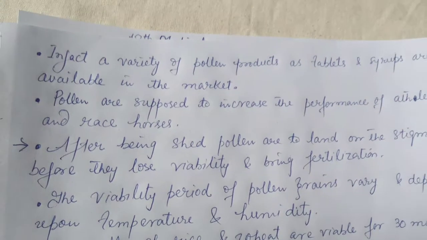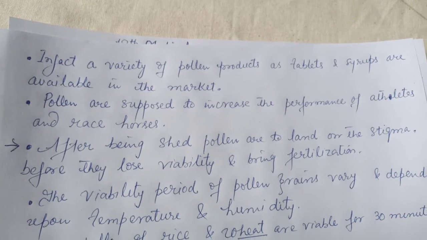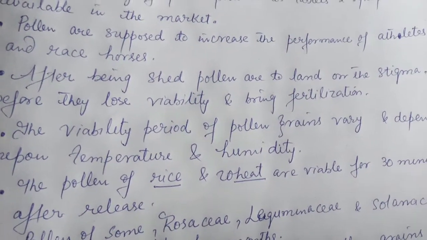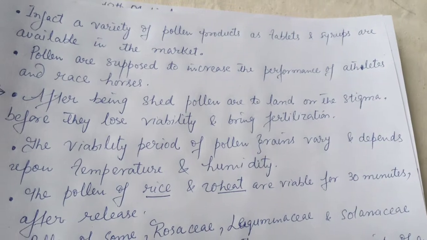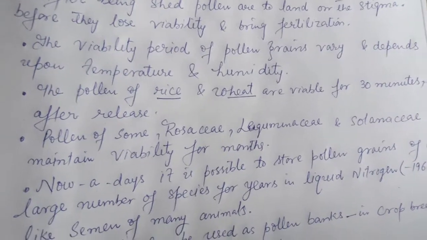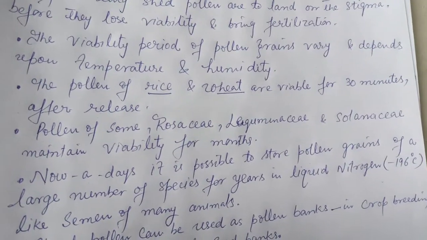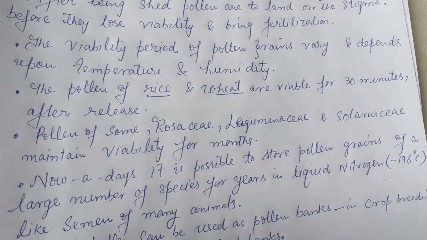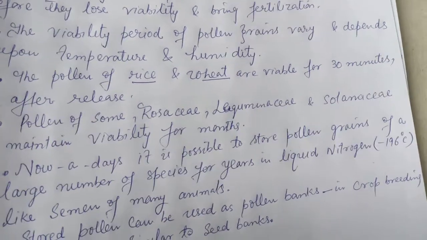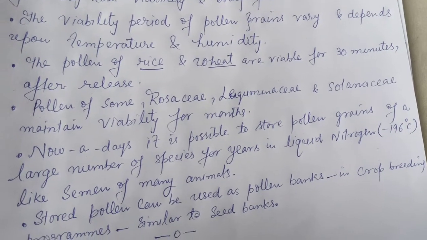After being shed, pollen has to land on the stigma before it loses viability, to bring about fertilization. The viability period of pollen grains varies and depends upon temperature and humidity. The pollen of rice and wheat are short-lived and are viable for less than 30 minutes after release. Pollen of some species of Rosaceae, Leguminosae and Solanaceae maintains viability for months.